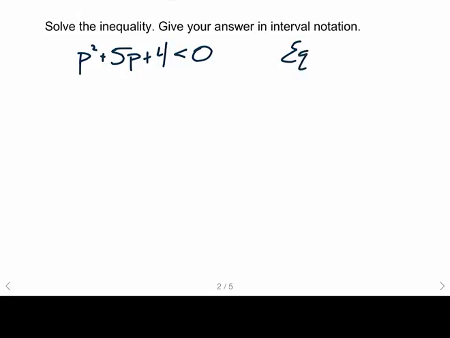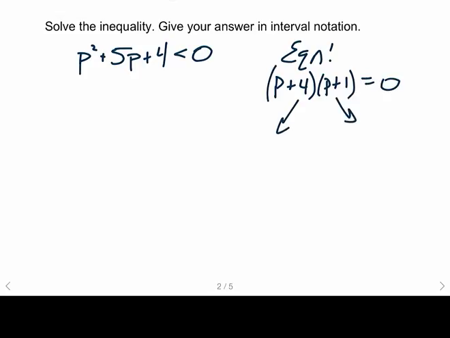If this were an equation, then what I could do is factor the expression, so I'd have p plus 4 times p plus 1 is equal to 0, and then I would set each factor equal to 0 and solve the resulting equations. I can't do that with an inequality. I can factor it, and that'll help me to know what the zeros are. That'll help me to figure out the intervals.